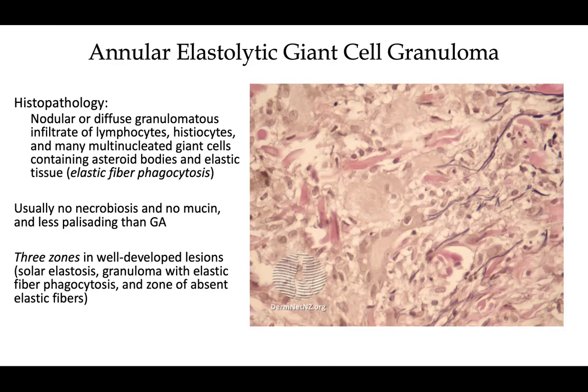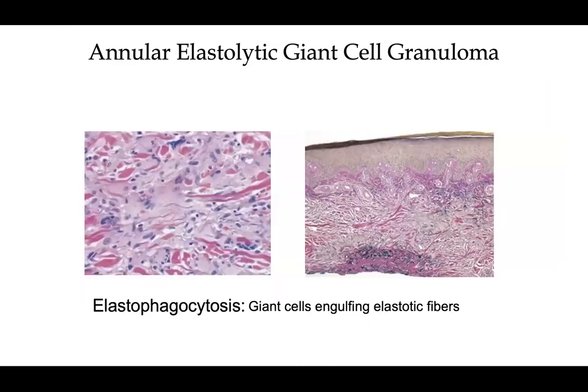It's been taught traditionally that there are 3 zones in well-developed lesions. So you'll have a zone of solar elastosis, you'll have a zone of granuloma with elastic fiber phagocytosis, and you'll have a zone of absent elastic fibers. More examples of the elastophagocytosis that you'll see, the giant cells engulfing the elastotic fibers. On the left with an H&E stain, and on the right you can see Verhoeff-van Gieson staining the black fibers here.